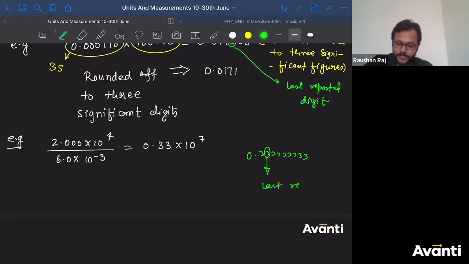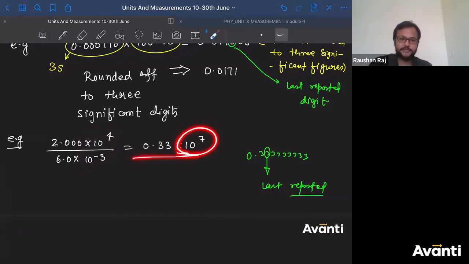So this one will be the last reported digit. Now once you decide this is the last reported digit, look at the digit which is right to it. So 3 is right to it, and 3 is what? Less than 5. So I have to just leave it as it is. So 0.33 into इसका पावर को आप ऑपरेट करोगे 10 to the power 7. So this is the answer. बच्चा लोग समझ में आया क्या?